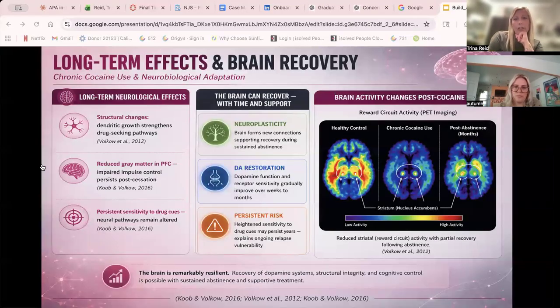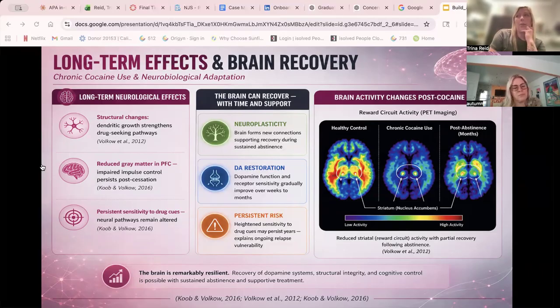Chronic cocaine use produces lasting structural and functional brain changes. The PET scan shows that months into abstinence, the brain has begun recovering. This is evidence of neuroplasticity and recovery. Dopamine function and receptor sensitivity gradually improve during sustained abstinence. However, heightened sensitivity to drug cues may persist for years, which is why relapse prevention is lifelong. Relapse is not a moral failure. It reflects ongoing neurological changes in a brain that is still healing.